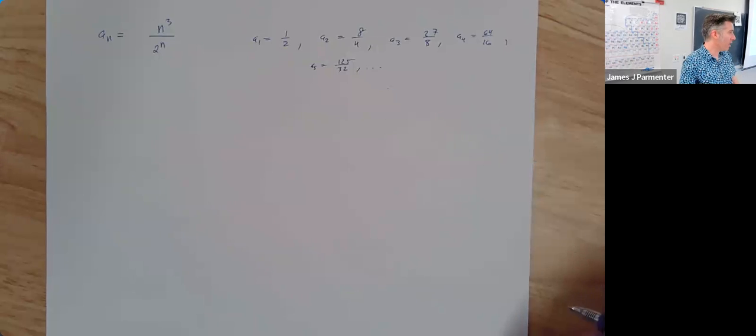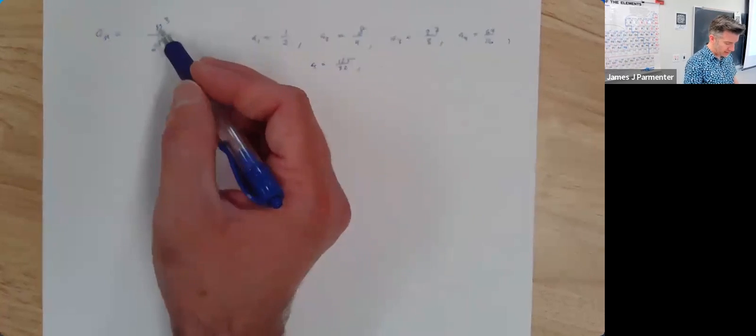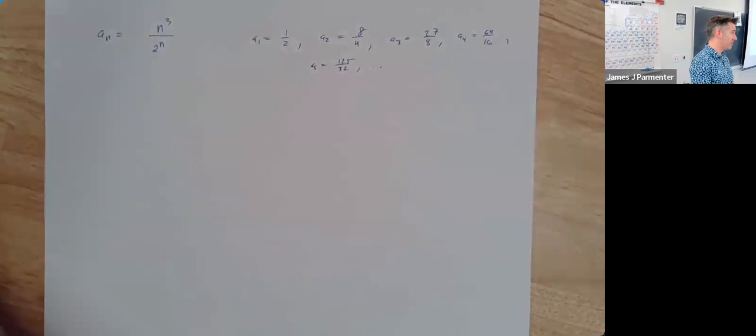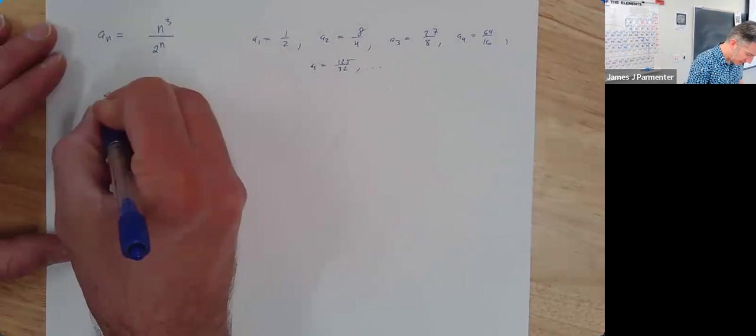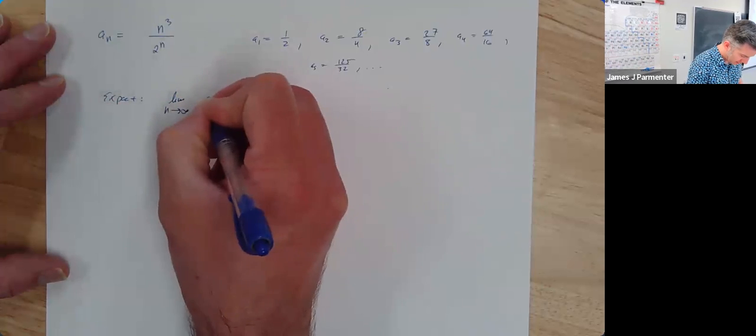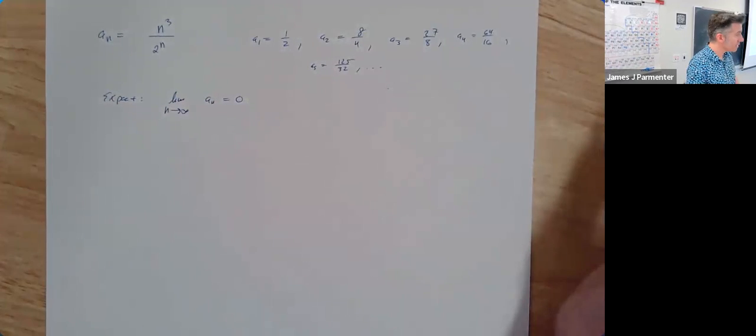What do we expect to happen here? Which part of this sequence is getting larger faster? The numerator, n cubed, or the denominator, 2 to the n power? Eventually, which part's getting bigger faster? Right, 2 to the n, the thing that's exponential. So since the denominator is growing more quickly, we expect the fraction to get smaller and smaller. So we are expecting the limit as n goes to infinity of a sub n to equal 0. That is what I think is going to happen. We're still going to show it, but that's what we think.